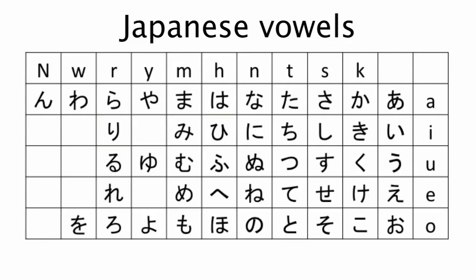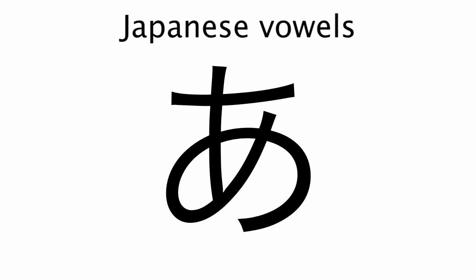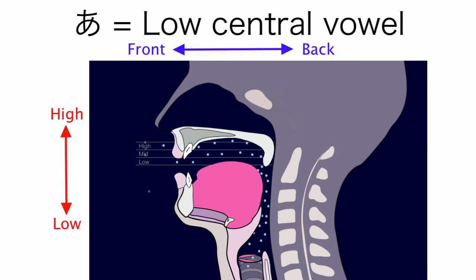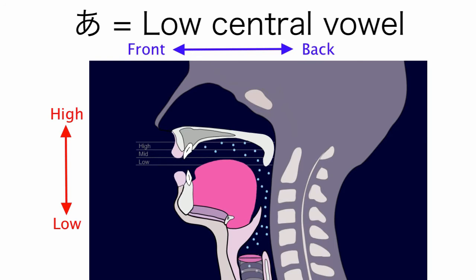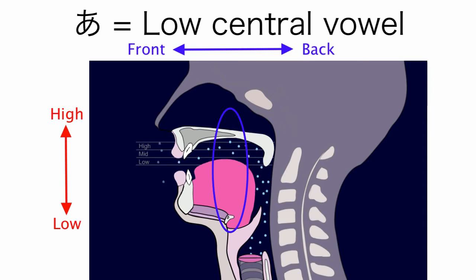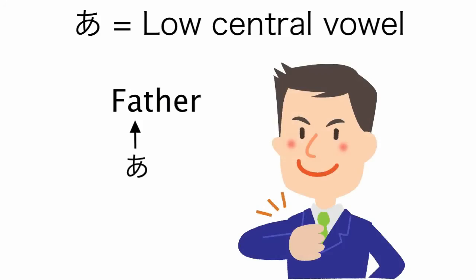Japanese has 5 vowels. These vowels are shown in the first column of the 46 basic sounds of Japanese. They are A, I, U, E, O. Now, let's start with A. The Japanese A is called a low central vowel. As you can imagine from the name, when you pronounce this sound, your tongue is positioned at a lower level on the vertical dimension and at a central region along the front to back dimension. This sound is similar to the sound of the letter A in the English word father.